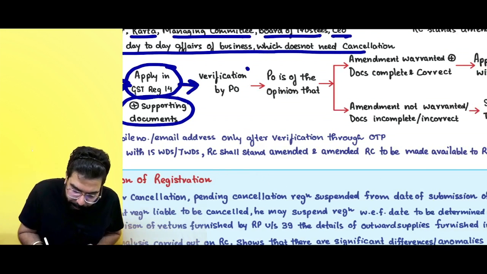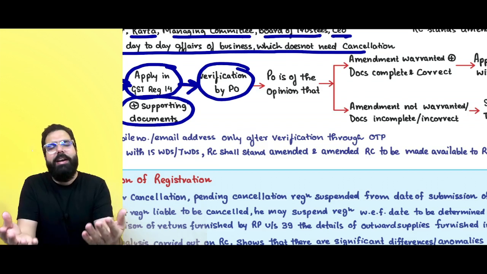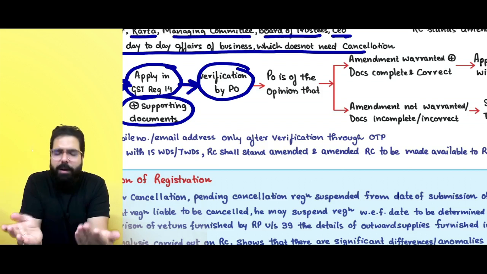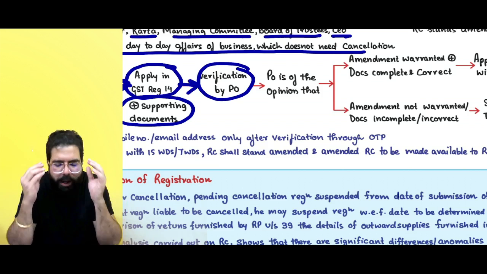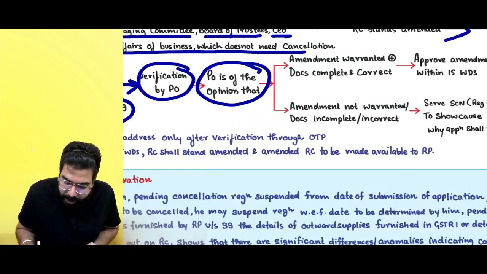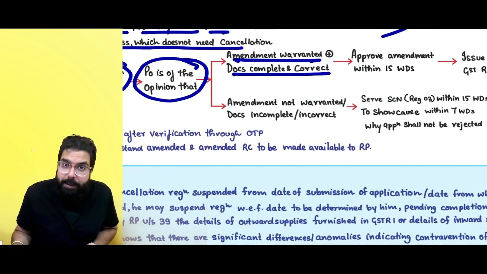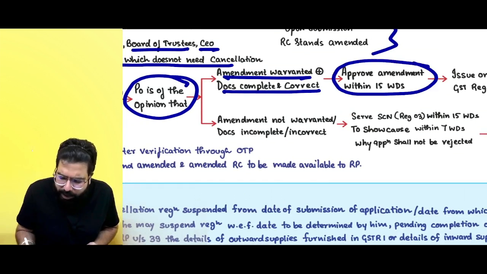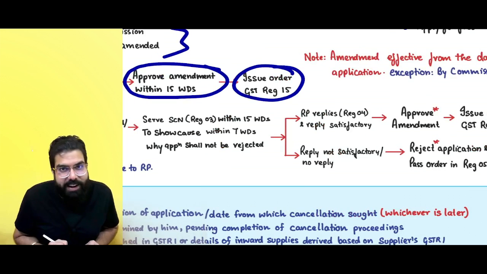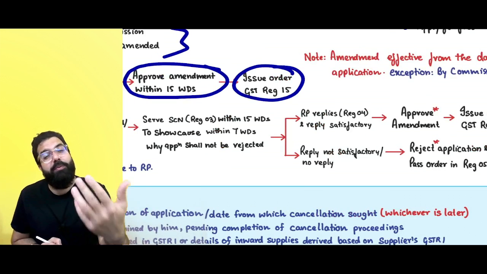Then, sir, the proper officer will do the verification. You told him, sir, take my form, take the document, I want this amendment to happen. The PO will start the verification. Okay, everything is fine. If he finds everything fine, and the PO is of the opinion that the amendment is warranted and the documents are complete and correct, then he will approve the amendment within the next 15 days and he will issue a GST REG 15.